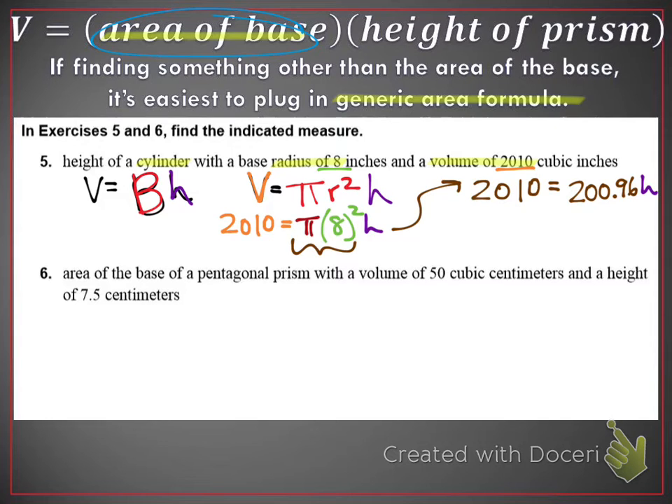So what is 200.96 doing to the height? Multiplying. So the opposite of multiplying is dividing. So divide both sides by 200.96. All right, and then the height is 10. And this is a length, so it's 10 inches.